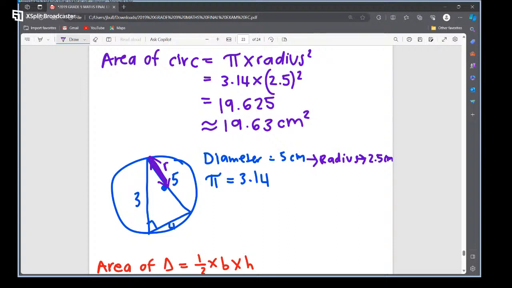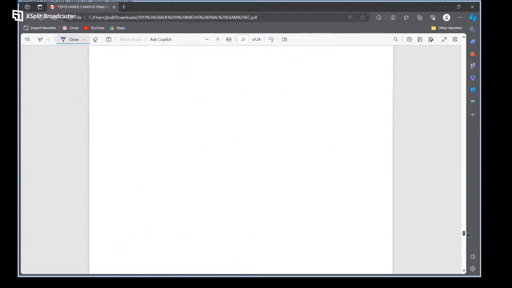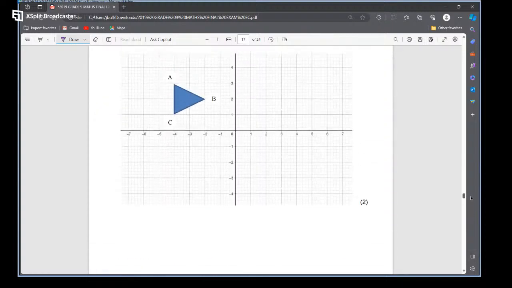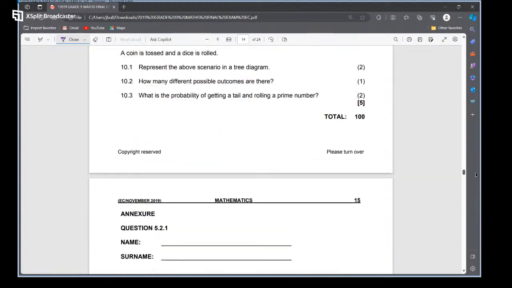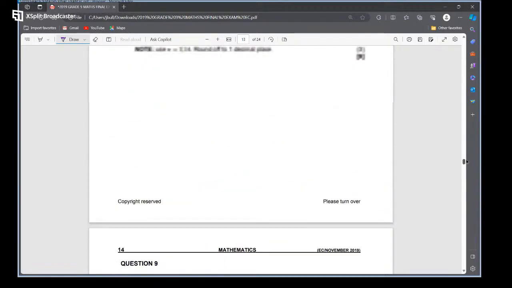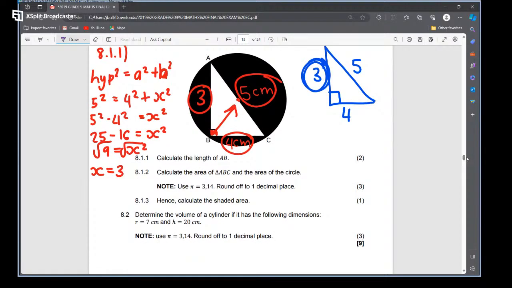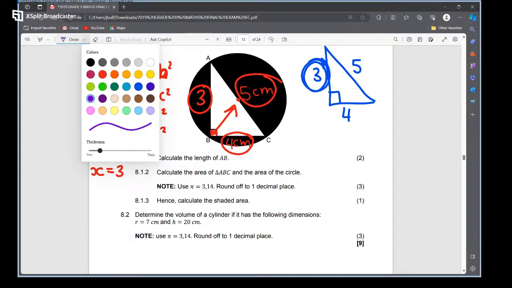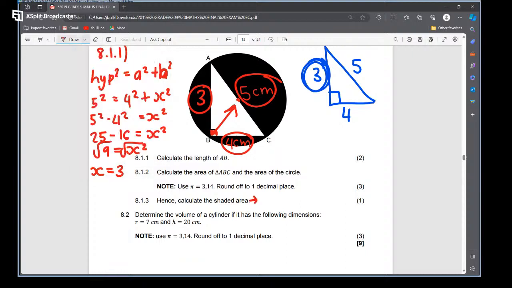Okay, so there we've worked out the area of the circle and then the area of the triangle. Let's see what we need to do next. Okay, and then they say hence calculate the shaded area. So they love asking questions like this. They usually get you to work out the full circle, then the full triangle, and then to work out the difference between them. So if we want the shaded area, we have to go the circle, take away that triangle. Which is why they asked us to work out the 2 parts.